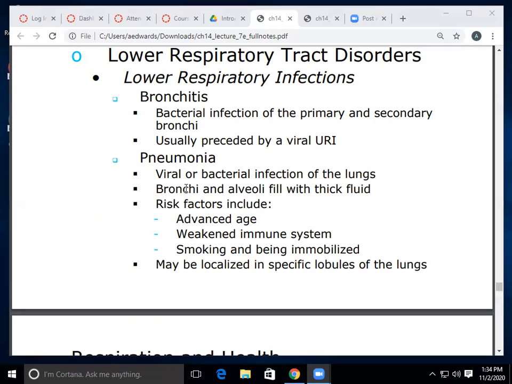Your bronchi and your alveoli start filling up with a very thick fluid. Risk factors here could be things like getting older, having a weakened immune system, smoking, or being immobilized, where you can't move. It could also be widespread or it could be localized just to certain lobules in your lungs.